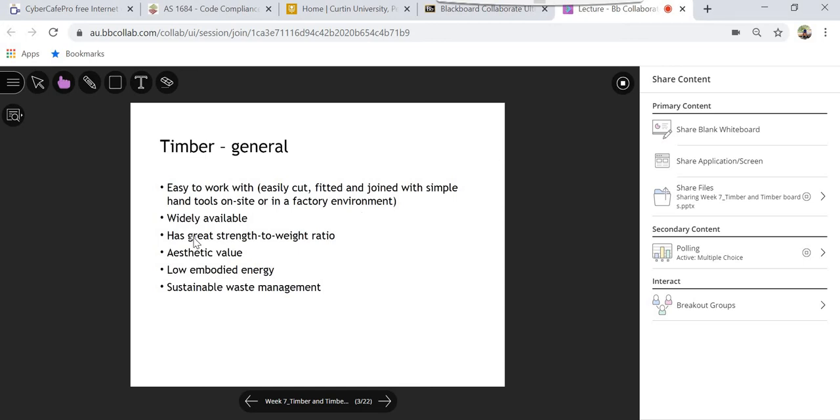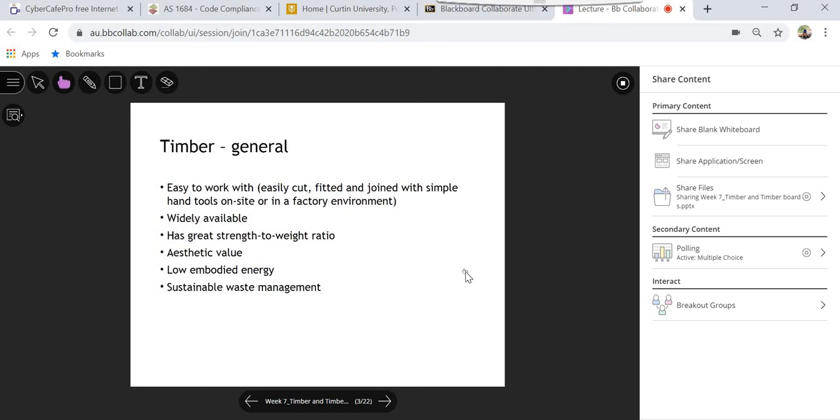And we already know what strength to weight ratio is. That means strength divided by weight. If you consider a structural member, if the strength to weight ratio is high, that means we can have lighter sections to bear the load. So it's a good feature.